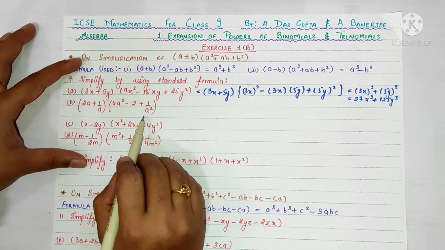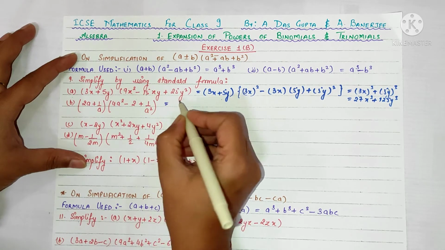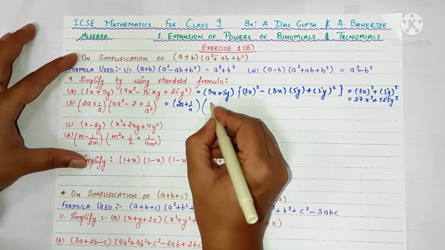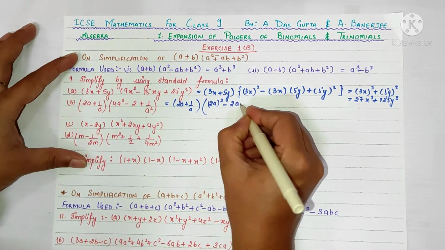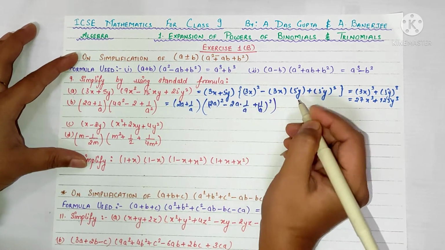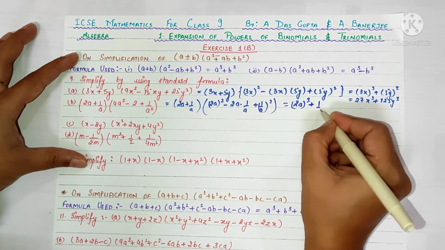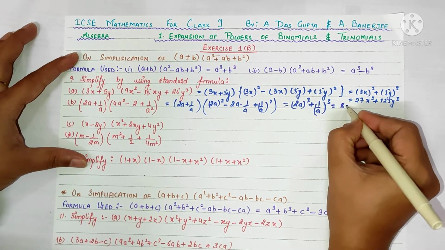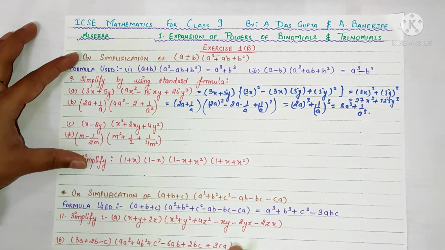Similarly the next part, that is (2a plus 1 upon a) into (4a square minus 2 plus 1 upon a square). ये भी सेम इसी फॉर्मूले के जैसा है, सो इसको भी हम इस तरीके से लिख सकते हैं (2a plus 1 upon a) into (2a) whole square minus 2a into 1 upon a plus (1 upon a) whole square. So again we'll get the formula as (2a) whole cube plus (1 upon a) whole cube. So we get the answer as 8a cube plus 1 upon a cube.